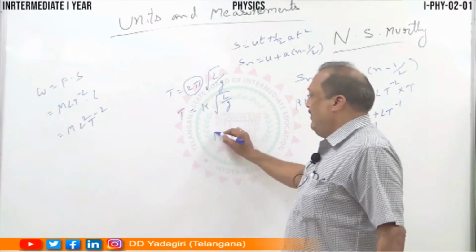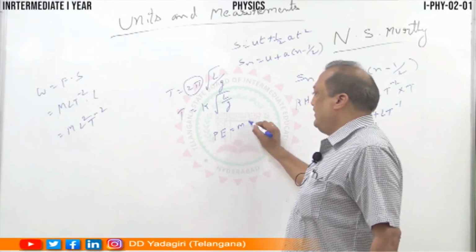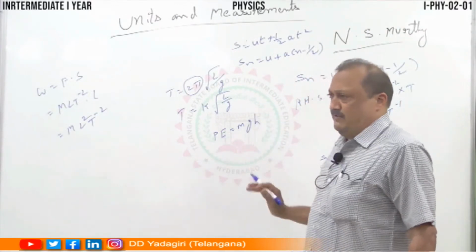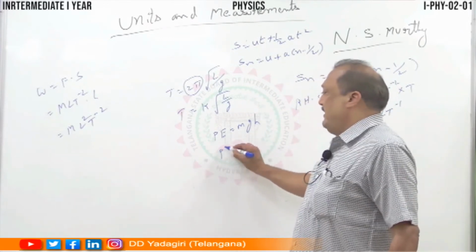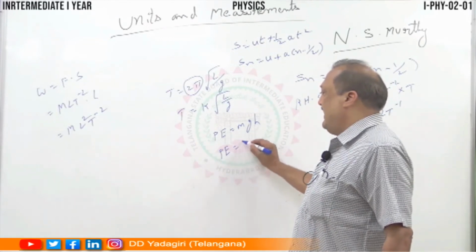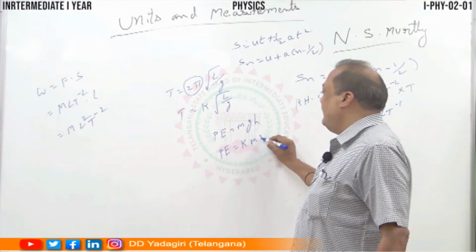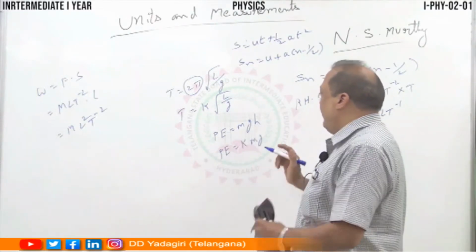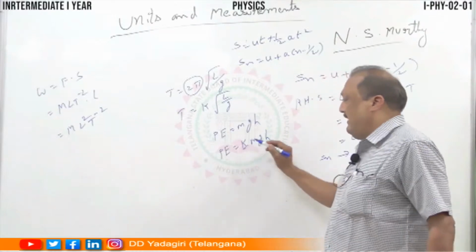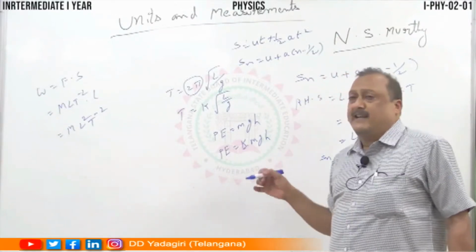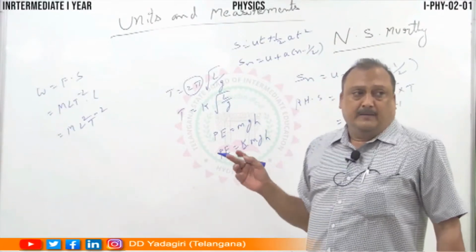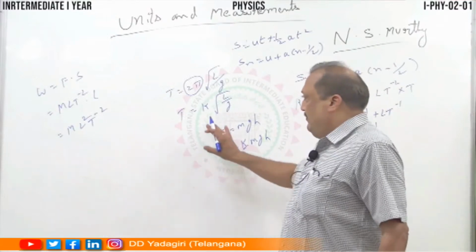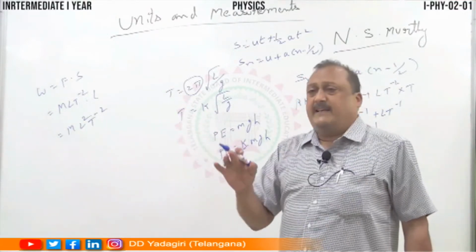We can derive potential energy equal to mgh. Using the dimension method, we can prove potential energy equal to some constant into mgh. That constant is equal to 1, but we cannot calculate the K value using this dimension method. So, first, we can check the equations.